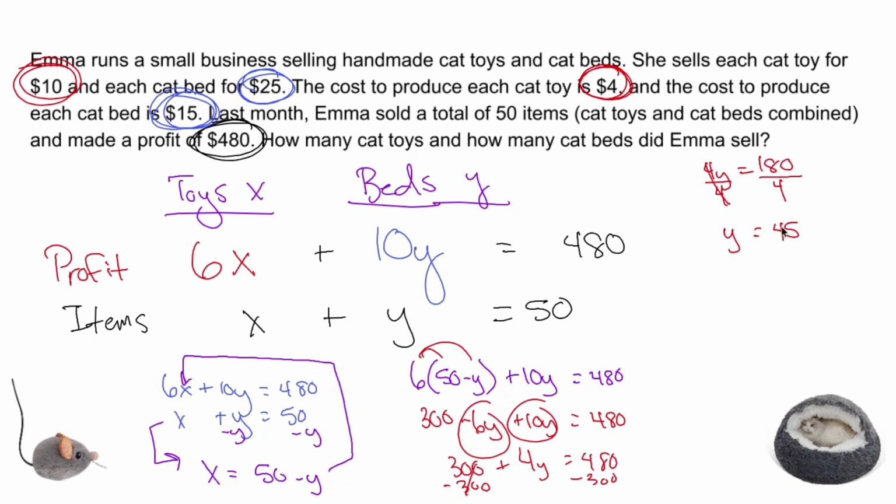So y is 45. What don't I have? I don't have x, but you know what? I solved for x down here. That's the nice thing about substitution: once you get one variable, the other variable is pretty easy to find. So you take x equals, you replace y with 45, and 50 minus 45 is going to be 5. Now, x is 5, y is 45. My answer is not going to be some point. My answer is going to be words because this is a word problem. What did x stand for here? Cat toys. So Emma sold 5 cat toys, and y represented cat beds, so 45 cat beds.